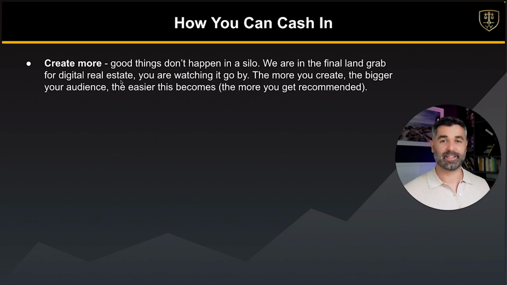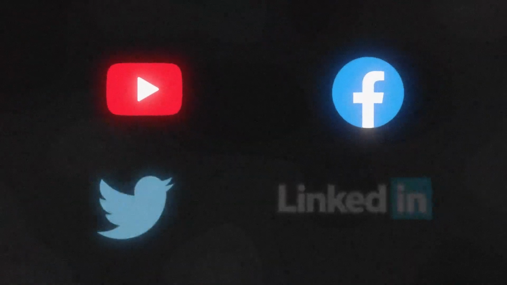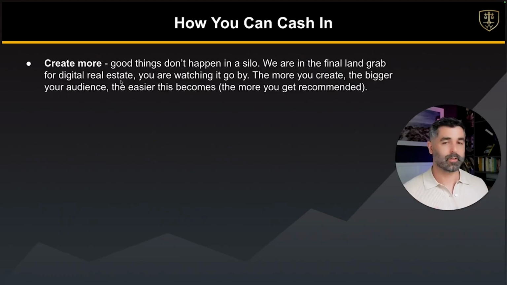So I don't have an exact science for you, because these are things that are in between the numbers. You can't track these things. But if you just create more, I promise you, if you create more content on social, good things will happen. YouTube, Facebook, Twitter, LinkedIn, get active, talk. Good things don't happen in a silo.